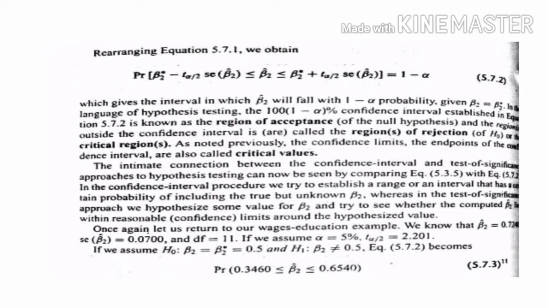Rearranging the equation gives the interval in which beta 2 hat will fall with 1 minus alpha probability, given that beta 2 equals the beta 2 star. In the language of hypothesis testing, this is the 100 times 1 minus alpha percent confidence interval established. The equation gives the region of acceptance and the regions of rejection. The region of acceptance is for the null hypothesis, and the rejection regions are for the alternative hypothesis. The boundary is called the critical value.